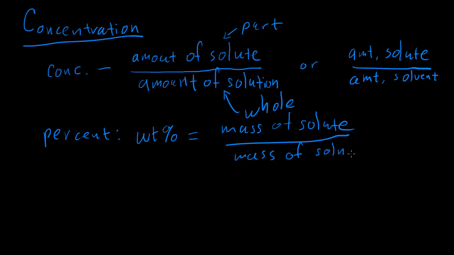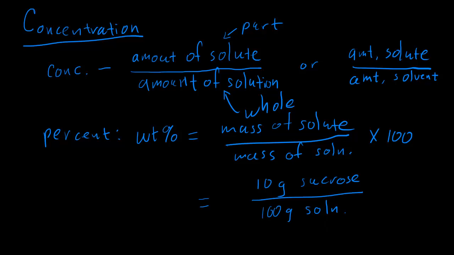I'll abbreviate SOLN as my abbreviation for solution. And then to make that a percentage, we multiply this by 100. So for example, if you dissolve 10 grams of sugar in 100 total grams of solution, so that solution will include both the sugar and the water. So let's just do that real quickly. So we've got 10 grams of sugar, sucrose, in 100 grams of total solution.